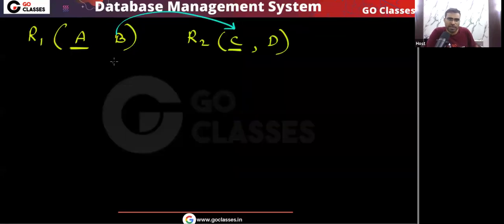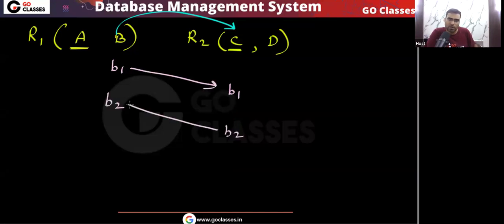Very simple point: every value here, for example, if you have b1 here, that must be here. This b1 must be here. If you have value b2 here, that must be here.